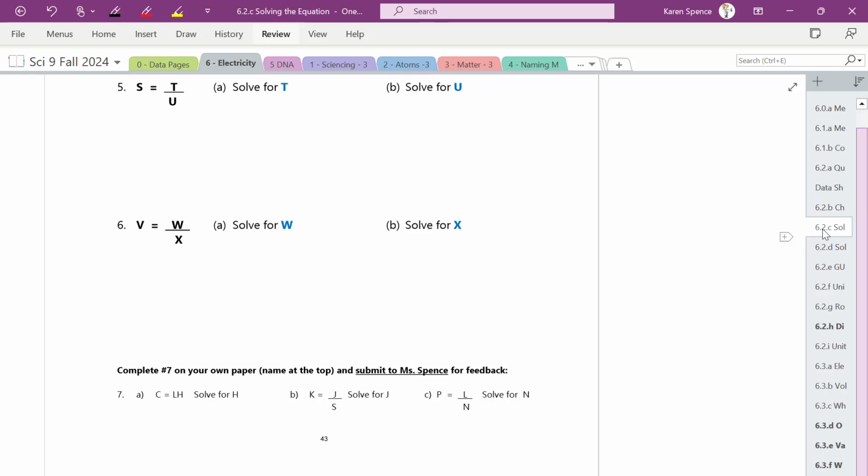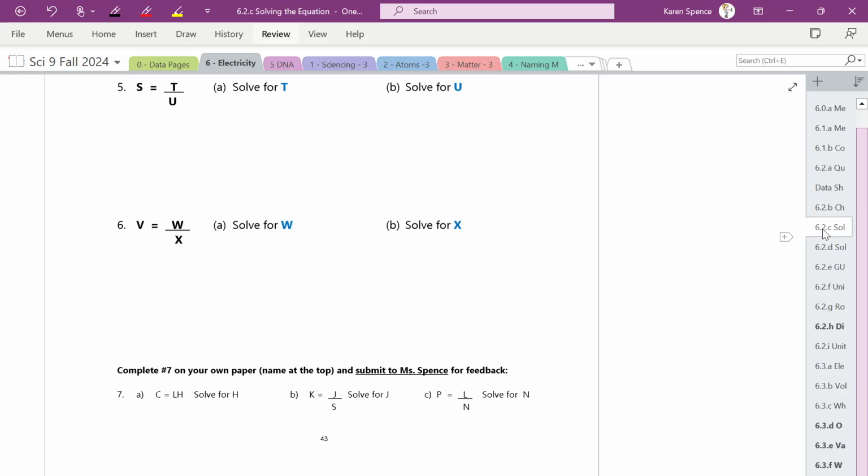Once you show me number 7, you can either do 6.2D if you need more practice or start working ahead on 6.2E. All right. But can I just show you like this? Yes. It's all good. Don't worry. Okay. So let me just quickly do them myself so I have my answer key here.